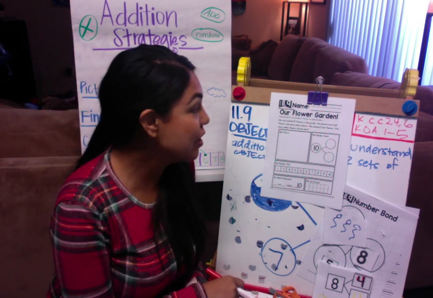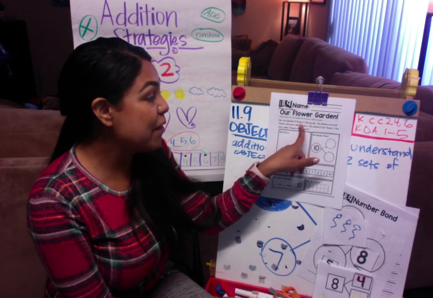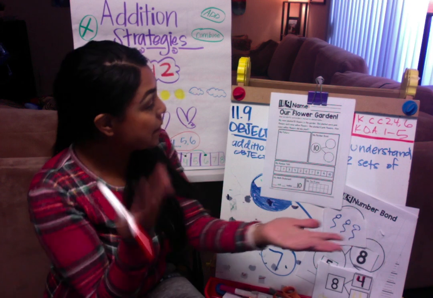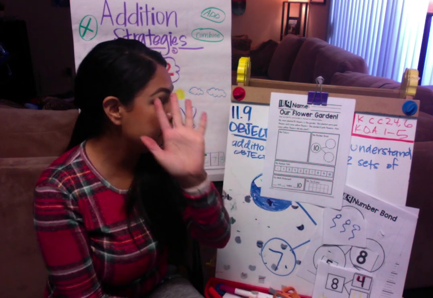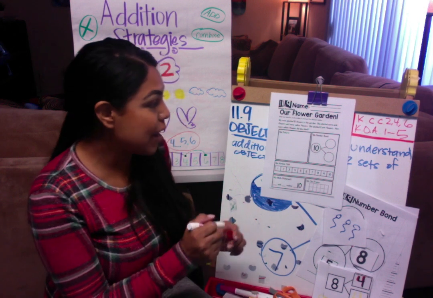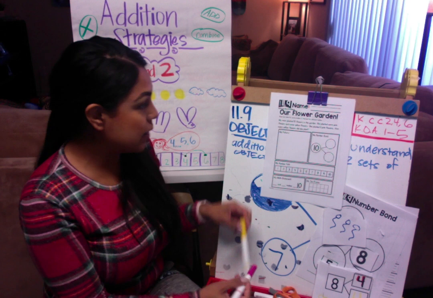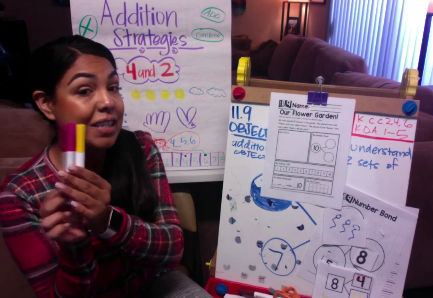All right, so this one we're solving for our flower garden. It says, my mom planted 10 flowers in the garden. She planted some pink and some yellow flowers. She planted 5 pink flowers. How many yellow flowers did she plant? Okay. Well, I know that my 2 colors I'm going to use here are yellow and pink, because that's what it says in my story.